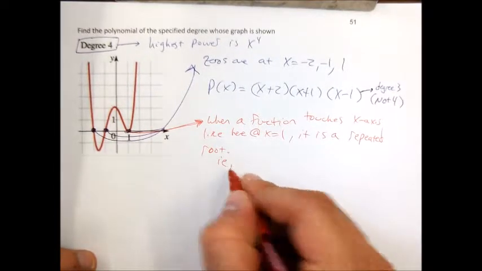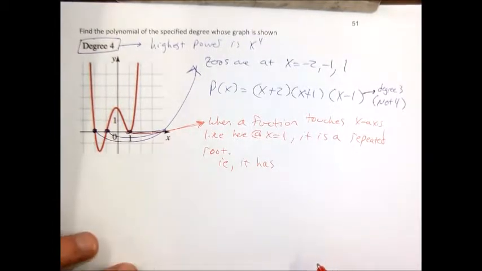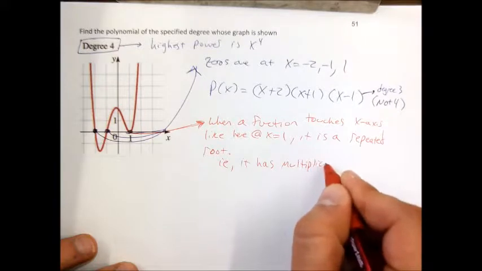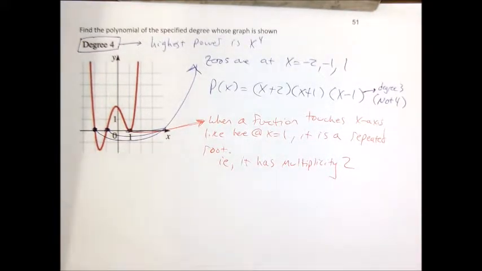And so I'm going to use a vocab word before I define it, but just write this down and then we'll define it. So i.e. we'll say that it has multiplicity 2. I'll define that down at the bottom in a second. But multiplicity kind of means what it sounds like. It means that the number of times that root appears is twice.